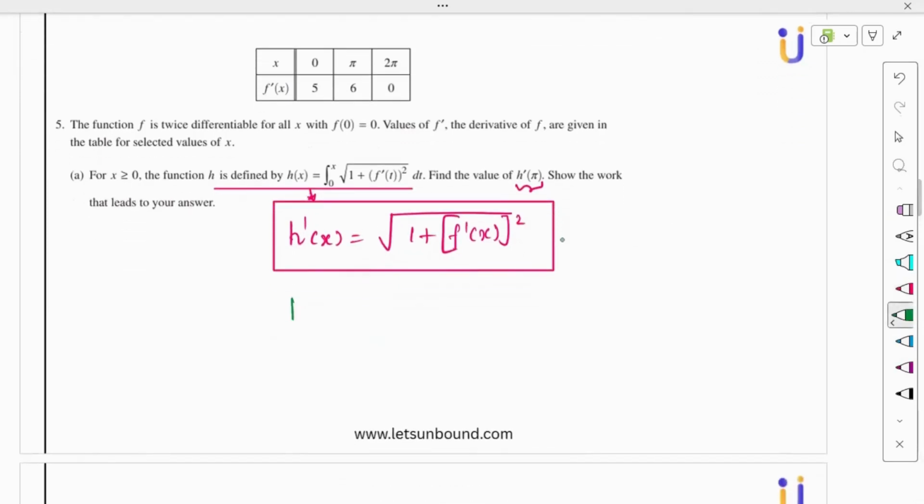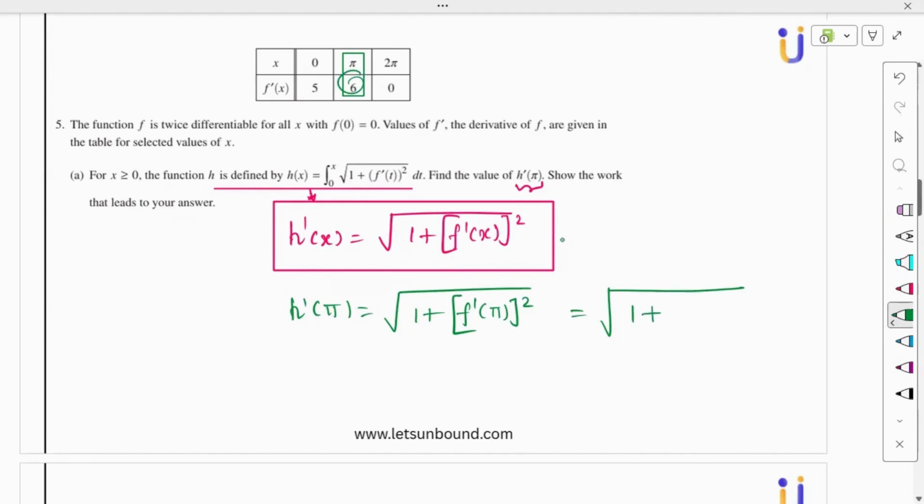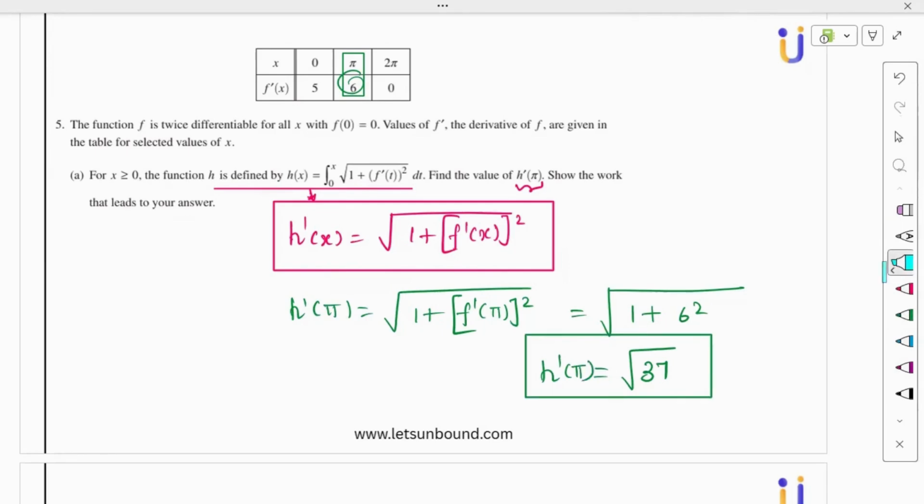Now we need to evaluate h prime of pi. So just plug in: h prime of pi equals the square root of 1 plus f prime of pi, the whole square. Let's use the table of values. F prime of pi is 6. So plug in 6: 1 plus 6 squared. Simplifying this, you will get 37, square root of 37. Perfect. Let's go with the exact answer. H prime of pi is this. That's simple. Part A.